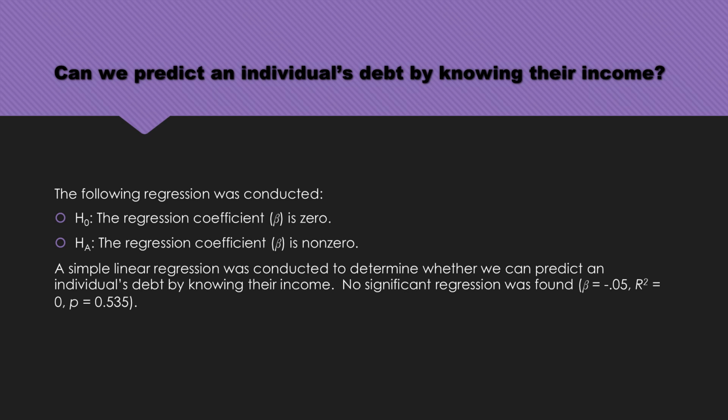A simple linear regression was conducted to determine whether we can predict an individual's debt by knowing their income. Because the p-value is higher than alpha, we can't reject the null. 0 is in between the 95 percent confidence intervals, meaning this is not a significant value.